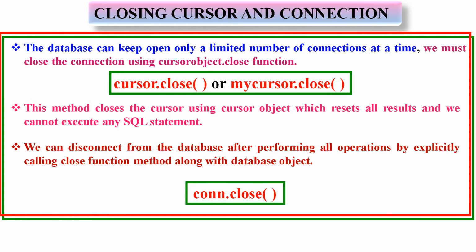Since the database can keep open only a limited number of connections at a time, we must close the connection using the cursor_object.close() function. For example, cursor.close() or myCursor.close(). This method closes the cursor, which resets all results, and we cannot execute any SQL statement. We can disconnect from the database after performing all operations by explicitly calling the close() method along with the database object. For example, conn.close().